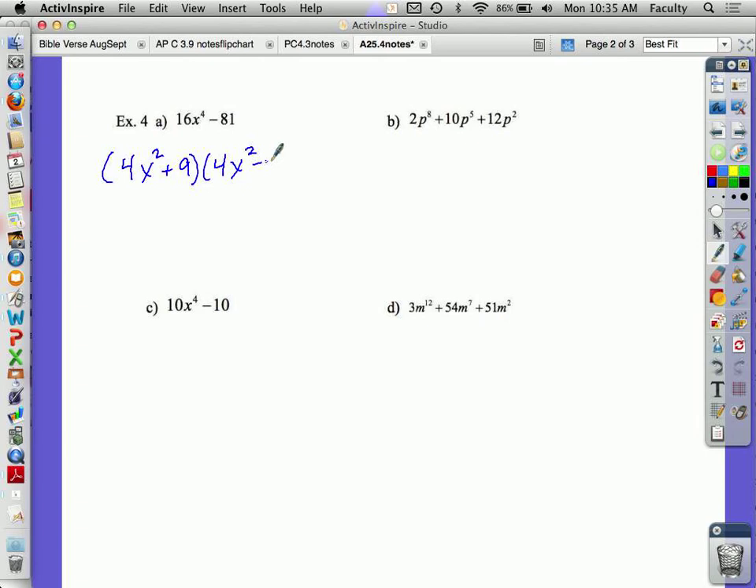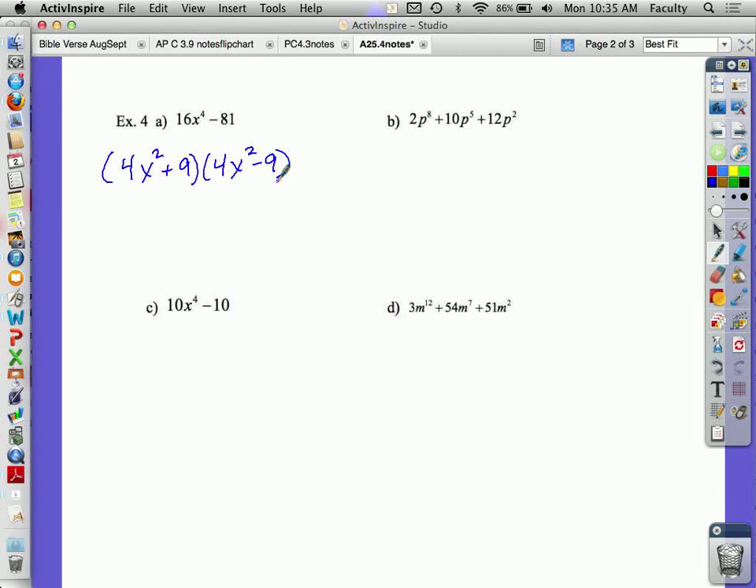4x squared minus 9. Now, I want you to look at your blue factoring sheets. Under two terms, you have three things, right? You have a difference of two perfect squares, a sum of two cubes, and a difference of two cubes. Do you see a sum of two squares on your paper? No, there's no sum of two squares on there, right?